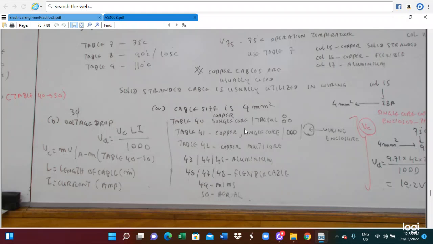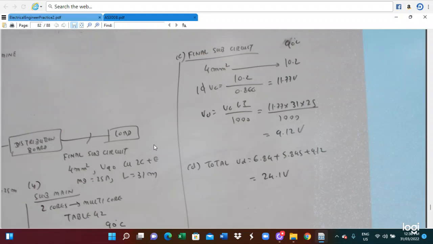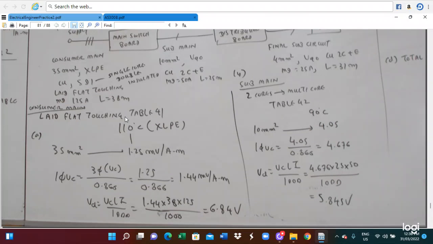So this is how the tables are organized: by the material of the cable and the installation method. Depending on the material of the cable and the installation method, we have to select the appropriate table. So in this case, this problem is copper single core, and this is 3-phase. So this is the wiring enclosure. So we use that table 41. Leaflet touching, we use table 41. So in this case, we find out table 41.